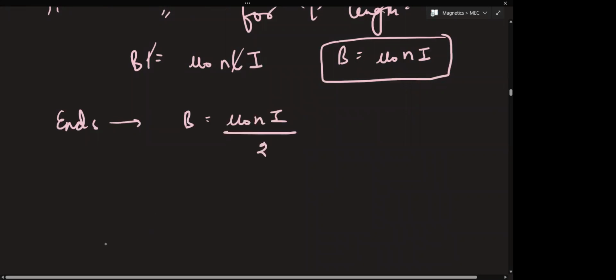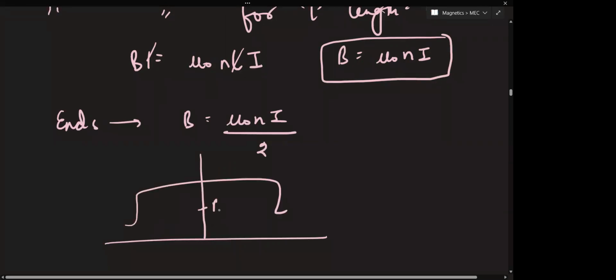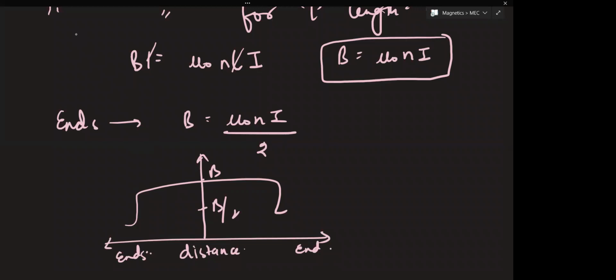We even have a graph for it. The graph is somewhat like this. Here it is B by 2. This is the value B inside. This is the distance that we take, and these are the ends of the solenoid. All right, just note this down as well.